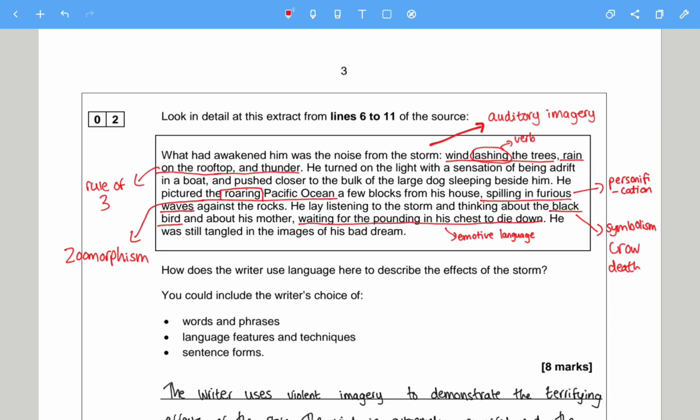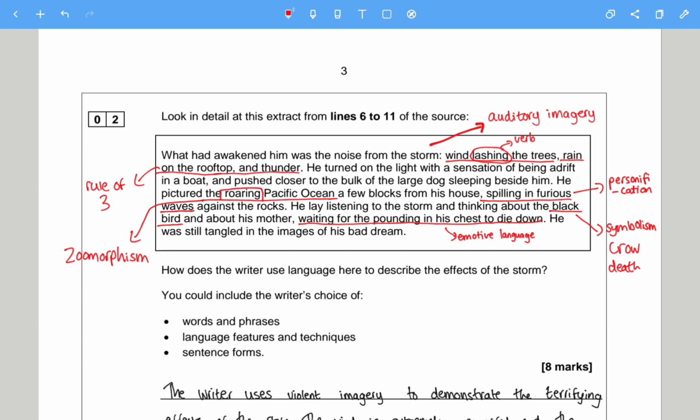Here are the annotations I have come up with. So we have many examples. So the first one we have is what had awakened him was the noise from the storm. So we already know that is an example of auditory imagery. So these are all loud noises that he can already hear because of the brutal effects of the storm.